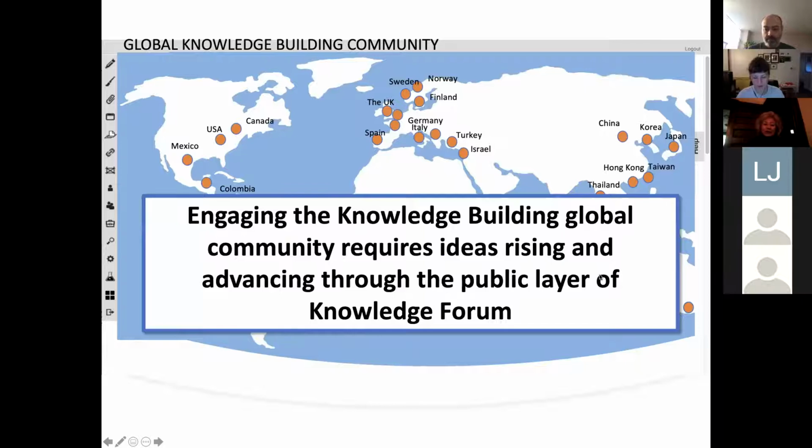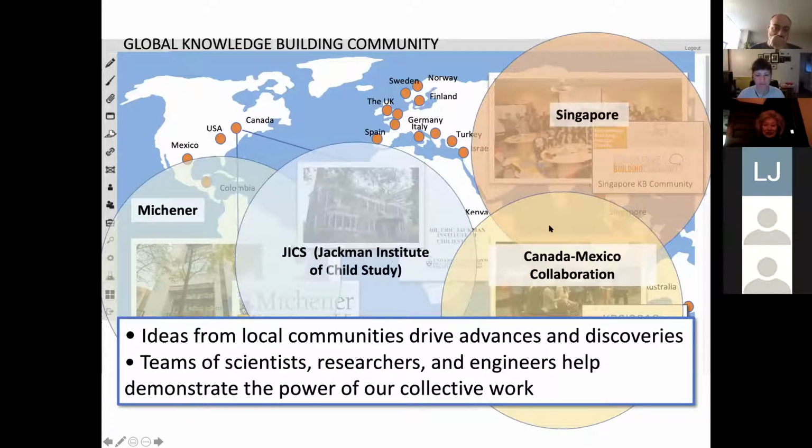While they're the presenters, in the next slide you'll see that our goal is to engage the knowledge building global community. That requires that we have ideas rising and advancing through what will be the new public layer of Knowledge Forum. We're trying to vaguely mock that up through the series of slides you'll see. But the idea is that ideas from local communities drive advances and discoveries, and that we need to start crossing across databases. So I've added this one to our presenters. They're not formally presenting today, but the Jackman Institute of Child Study is the team in Toronto, with a long-standing, well over 10 years of work.